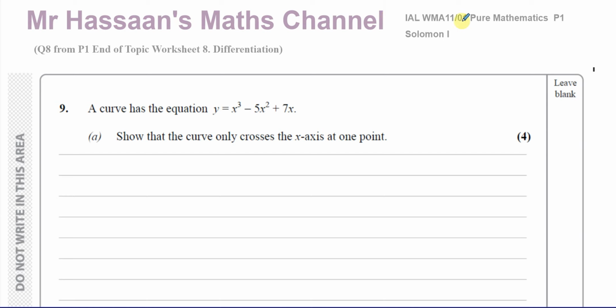So this is from the old Solomon collection. This is Solomon I from the Edexcel papers, and I've called this question 8 in my end of topic worksheet, number 8, differentiation from P1.